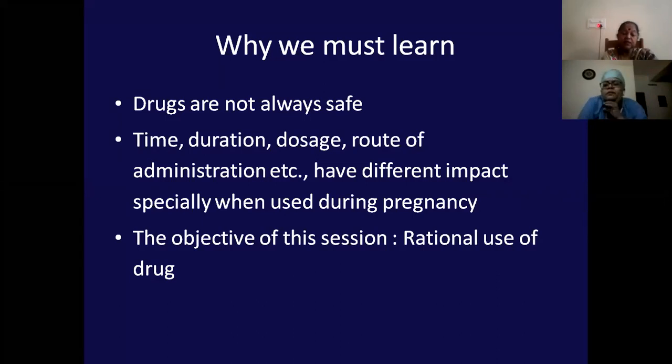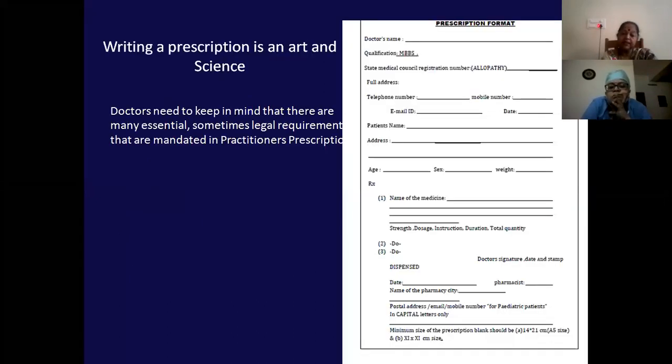The objective of this session is rational use of drugs, and writing a prescription is an art and science. So the doctor needs to keep in mind that there are many essential, sometimes legal, requirements mandated in a practitioner's prescription. Any prescription format should have the doctor's name, degree, state medical registration number, address, email ID, the patient's name, and the name of the medicine in capital letters, and it should have the strength, dosage, instruction, duration, and total quantity. You never prescribe by trade name. You should always write the generic name, and always write the date dispensed. Down below there is the name of the pharmacy, postal address, everything should be written completely. This is the complete prescription format you should have.